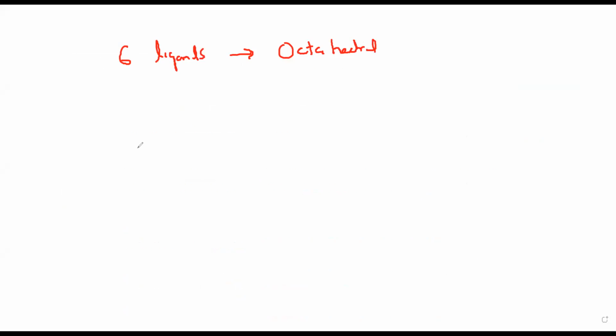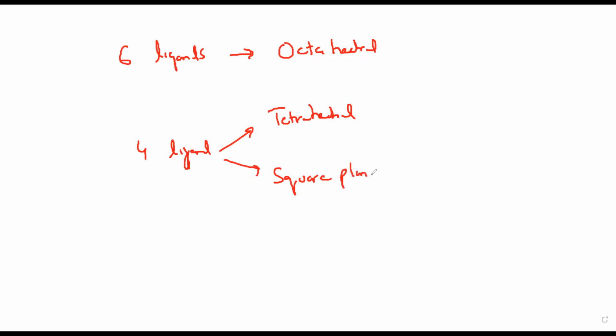If there are four, then there are two possibilities. It might be tetrahedral or it might be square planar. Normally platinum is always square planar. And if only two are attached, then the structure will be linear.